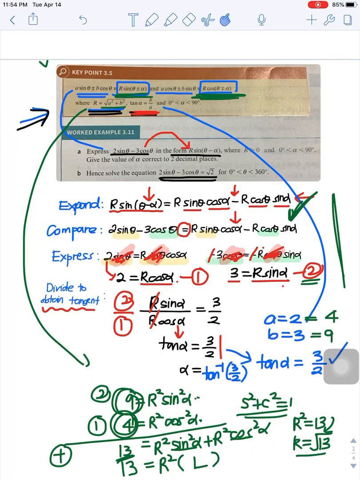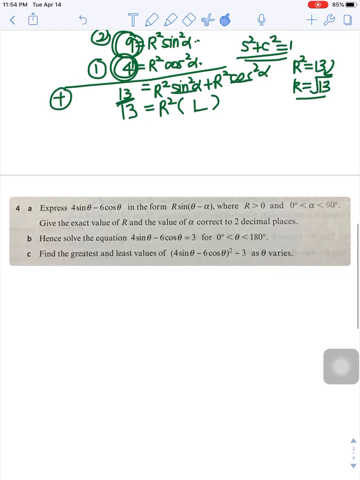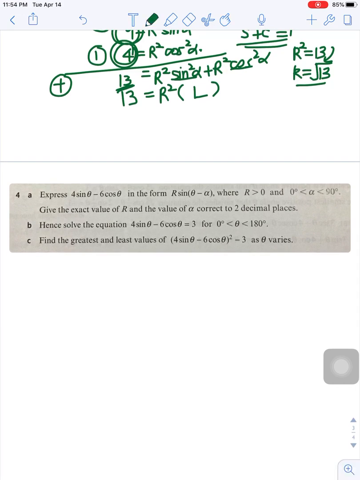Okay, now let's try some questions from the beginning. We're going to go into the shortcut and see how it works. Now part A says express in the format. See, the form is actually given to you. So let me use the shortcut for the r. For the r, take the a and square it, take the b and then square it.